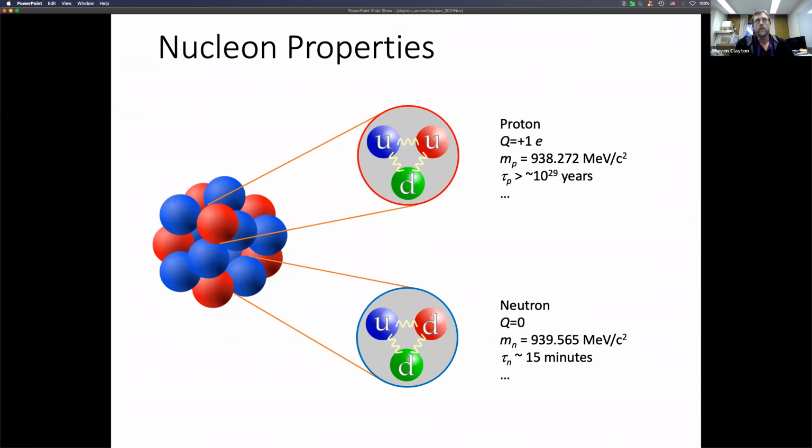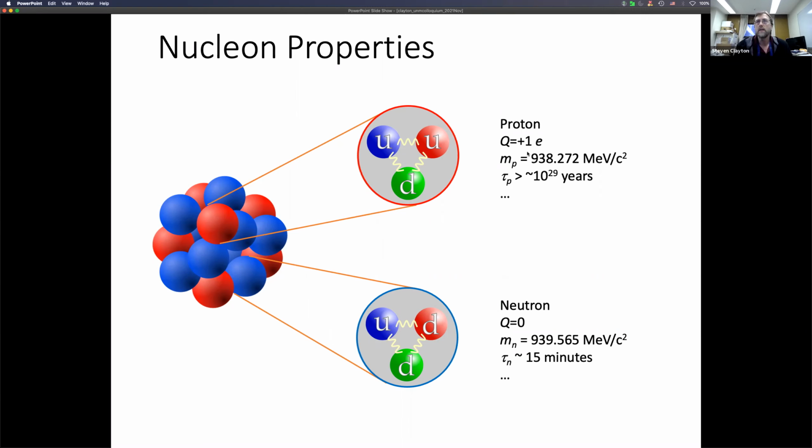So basically, we can start with these nucleon properties. On the left is a cartoon from Wikipedia, I believe, of what an atomic nucleus would look like. If you zoom in, the red ones are supposed to be protons. These are composite objects made up of a couple of up quarks and a down quark. They're bound together by gluons, which are the force mediators of the strong interaction. Similarly with neutrons, except it has a different mix of up and down, and it ends up with a charge of 0, whereas a proton has a charge of 1.